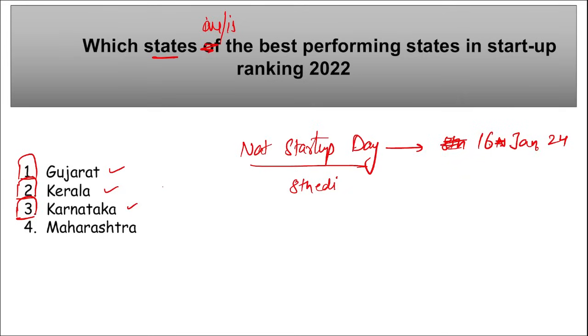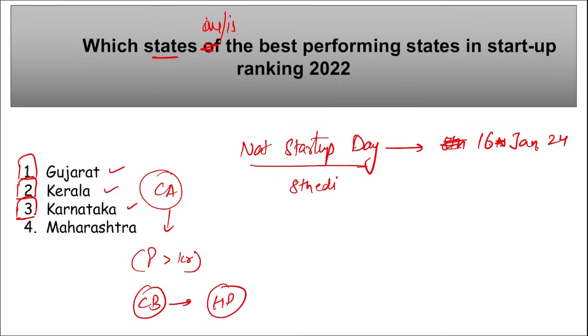All right, or we can say they emerged as the best performing states in category A for developing startup ecosystem. Basically category A is the category or location where the population is above 1 crore. Correct. For category B, which is the best performing state, here Himachal Pradesh turned out to be the best performing state for category B, and category B is where population is less than 1 crore.